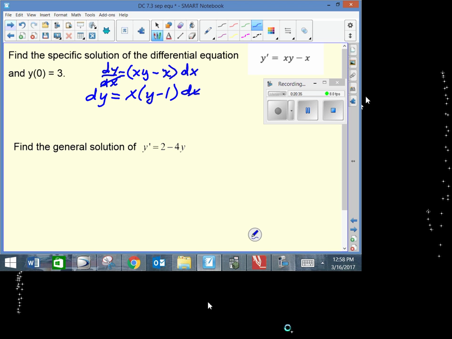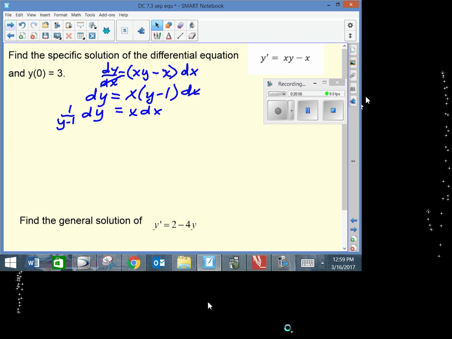Okay, now we can separate the x from the y minus 1. You gotta have multiplication to separate. Okay, so now this y minus 1 gotta come over here as what? Okay, now here we are. This is where we start integrating.